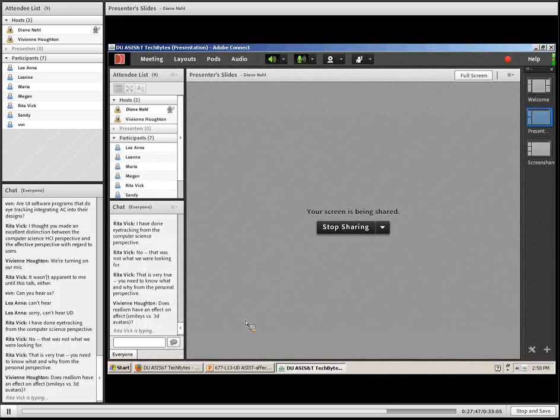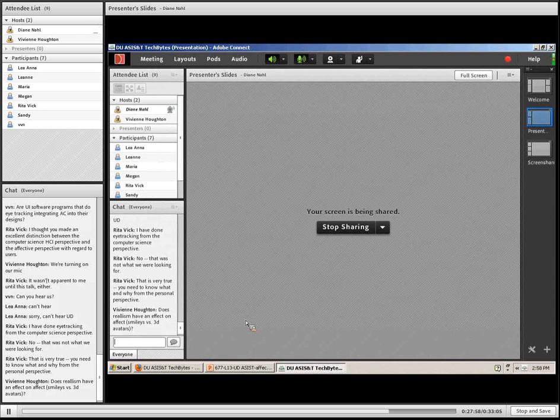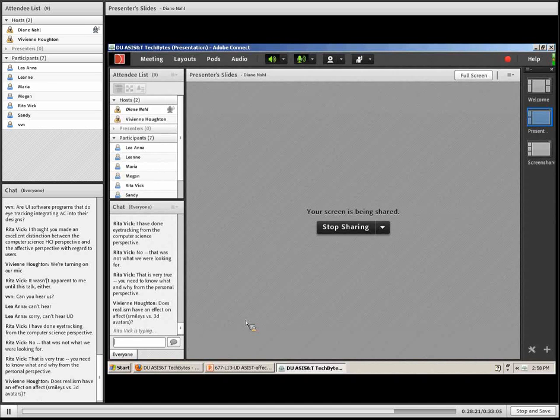Does realism have an effect on affect? Ooh, that's good use of effect and affect. People often get those confused. Smileys versus 3D avatars. I can't answer that, Vivian. I think it would depend on what it is you're testing and what situation people are in. If you're using avatars just for the sake of using avatars, probably not. But if people are in a virtual world environment, then it could make more sense to use the avatar metaphor instead of the smiley metaphor or other forms.